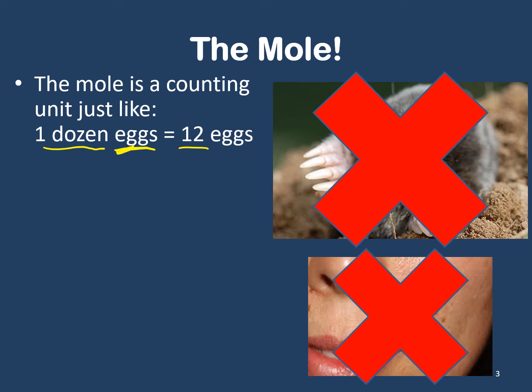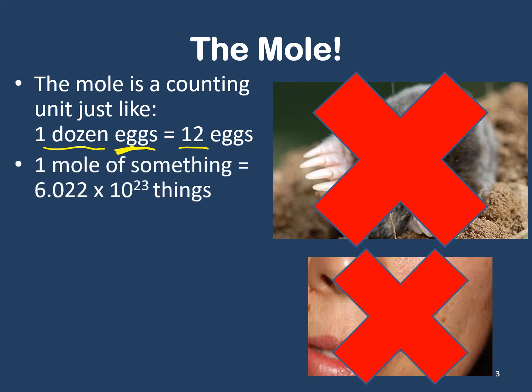It doesn't always have to be for one substance. It can be for many different things. It's a counting unit. Now, what that means is, like a dozen, if you have a mole, you have a certain number of stuff. In the case of a mole, though, it's a huge number of stuff, right? So if I have 1 mole of, let's say, atoms, then I have 6.022 times 10 to the 23 atoms.